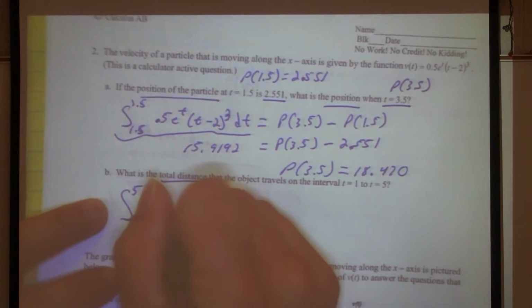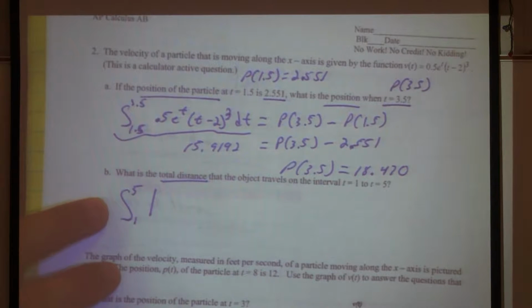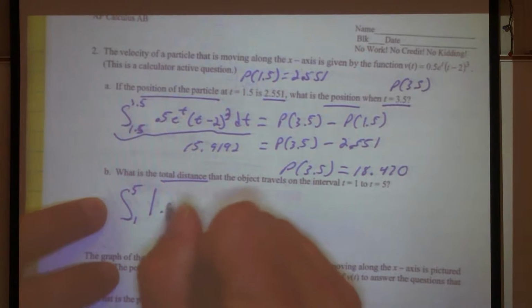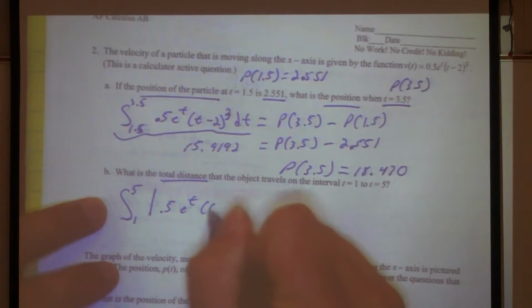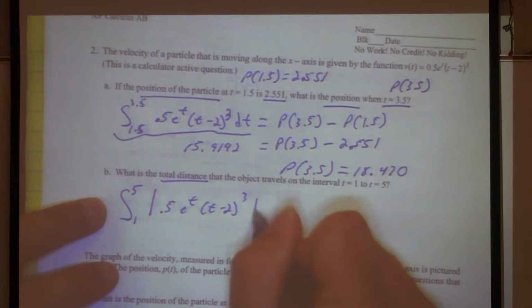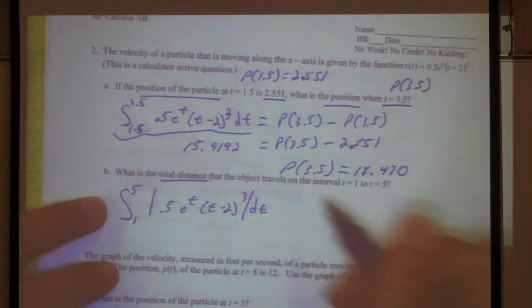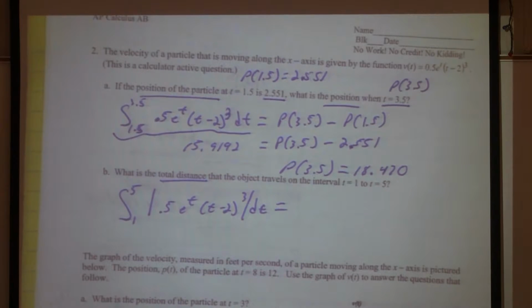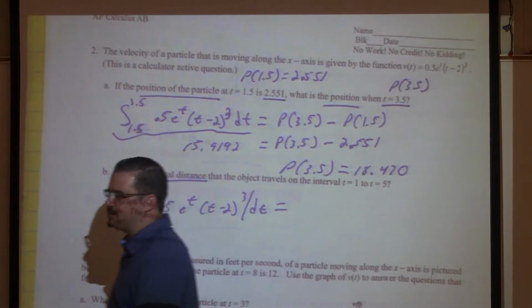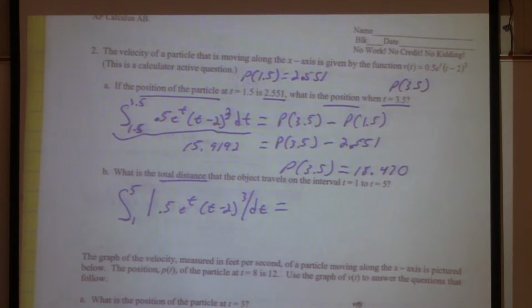1 to 5. But now I'm going to make sure and put that absolute value of 0.5 e to the t times t minus 2 cubed dt. And I want to figure out what that is. Boom, real quick. Maybe the velocity was always positive. I'm not going to take that risk. I'm not going to graph the velocity curve to find out when that happens, because it's a calculator active question.